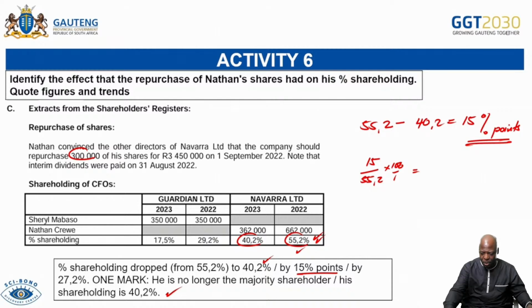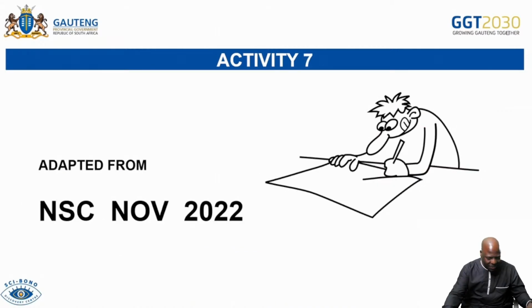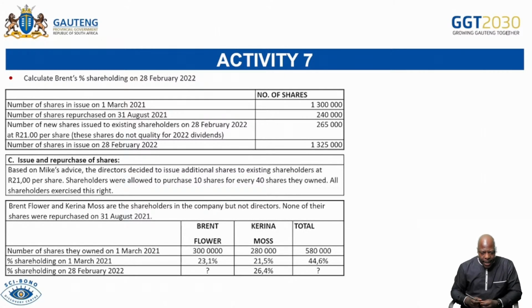Okay, I'm going to move on to the next activity now, which is our last activity for the day. This is from the NSC November 2022. If you guys are ready, let us begin. I know you're looking in your worksheet and wondering, but let's go and do this activity. NSC November 2022, and it says, calculate Brent's percentage shareholding. It is this one here.